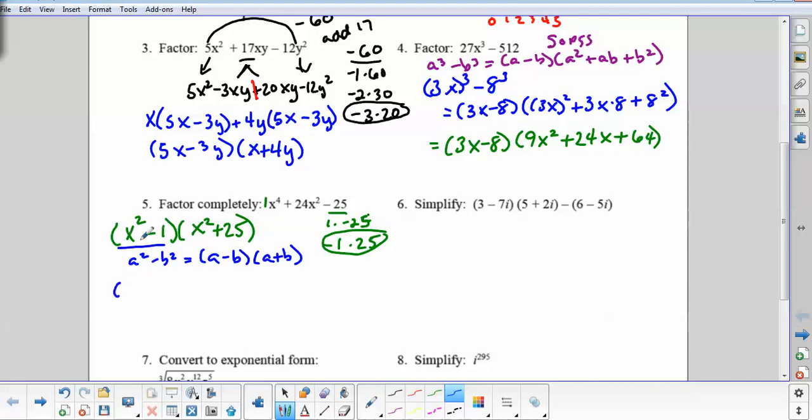Alright, so the square root of x squared is x, and the square root of 1 is 1, so I have x minus 1, x plus 1. And then bring this one down, x squared plus 25.